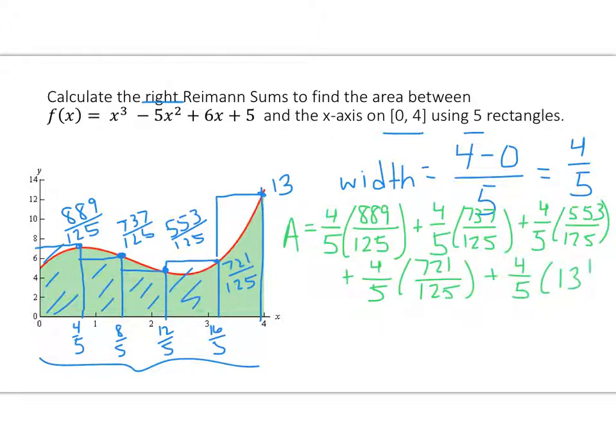Now, because I have the 4/5 in every term, I could factor that out and then add all of my function values. Either way, when I add these all together and simplify, I end up with 724 over 25. So my area is approximately 28.96 square units.